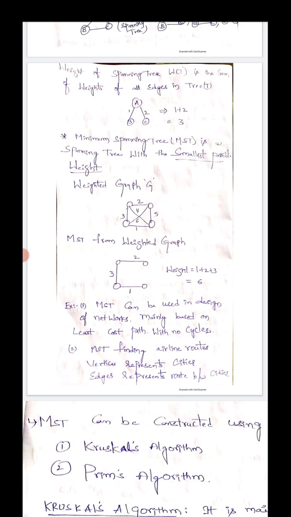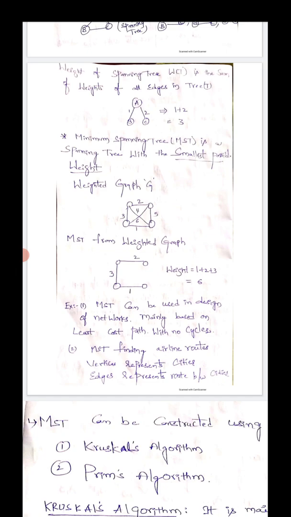The weight of a spanning tree, W of T, is the sum of the weights of all edges in a tree T. Look at this: A to B, the weight of this edge is 1. A to C, the weight of the edge A to C is 2. Here we need the sum of weights of all edges in the tree: 1 plus 2 is 3.